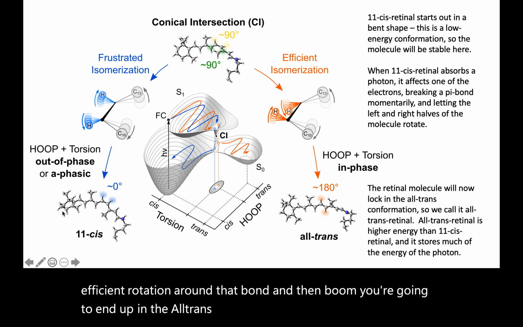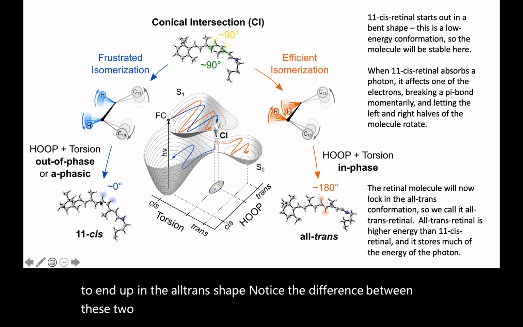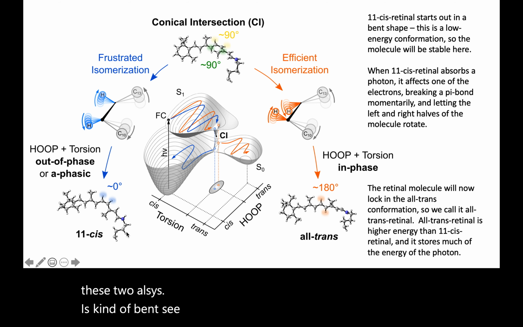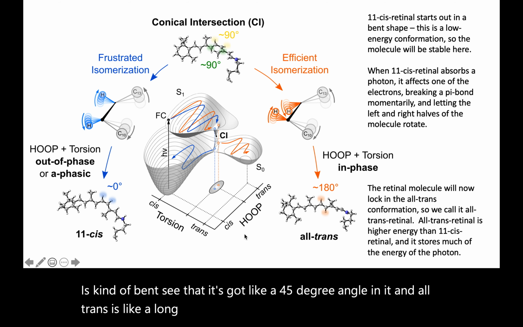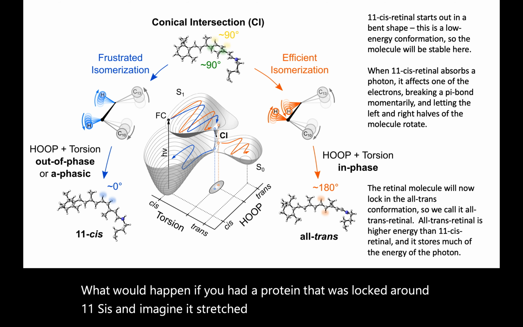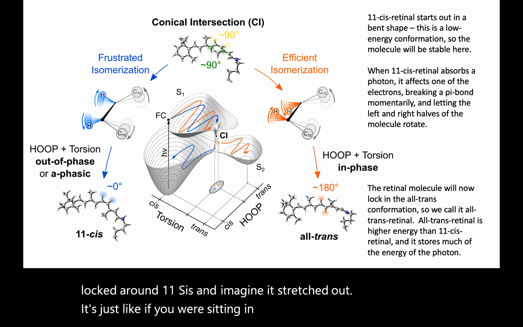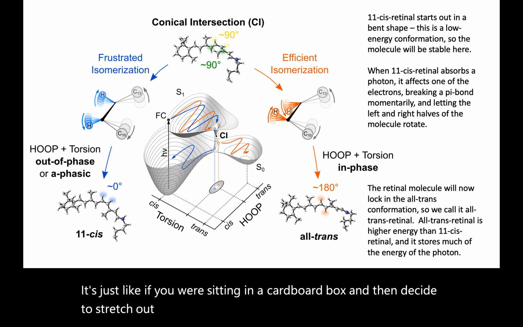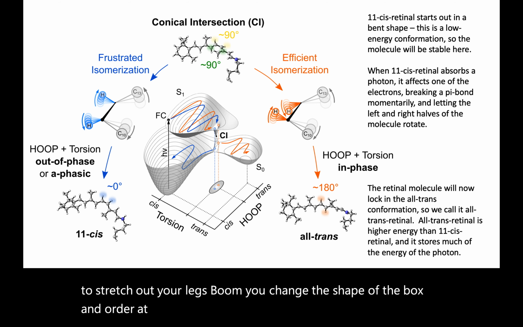Notice the difference between these two. All cis is kind of bent. You see that? It's got like a 45-degree angle in it. And all trans is like a long, straight rod. Now imagine what would happen if you had a protein that was locked around 11-cis. And imagine it stretched out. It's just like if you were sitting in a cardboard box and then decided to stretch out your legs. Boom, you change the shape of the box and/or destroy it. That's the way that your proteins are going to see.